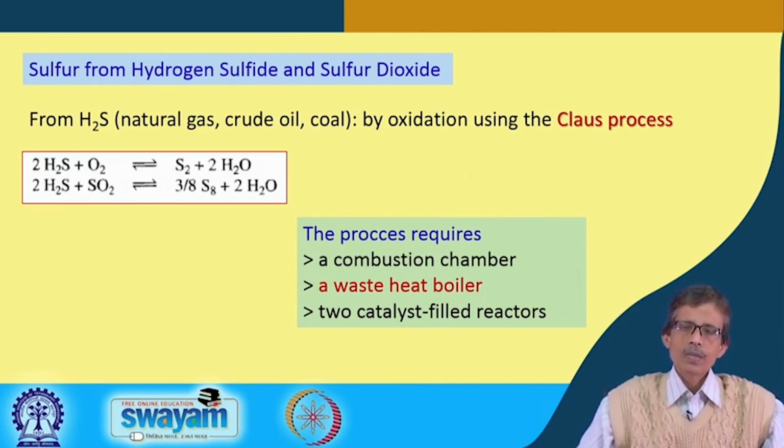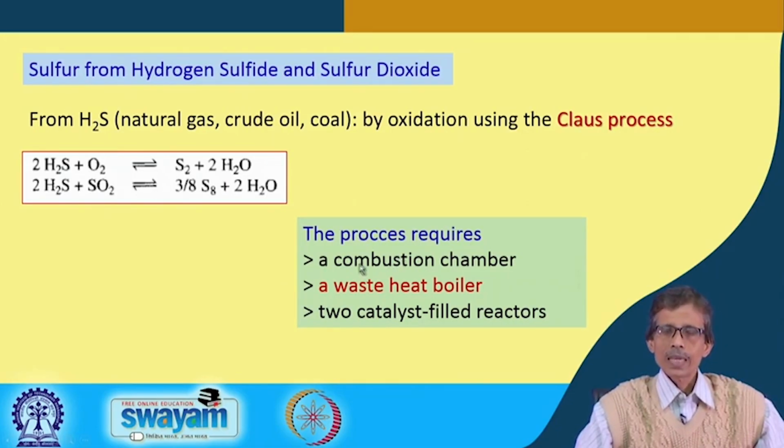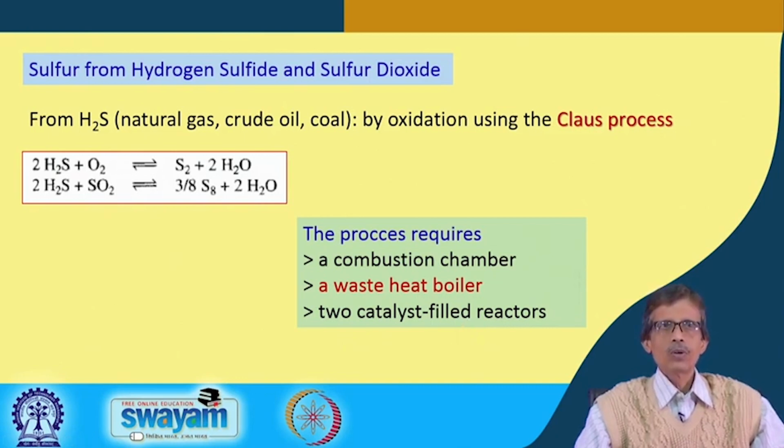The process basically requires a combustion chamber where you can burn the material, that means it will have a high temperature reaction, and a waste heat boiler, that means some amount of heat is being wasted. So, we will have a waste heat boiler attached to it, and the reaction is catalytic, so two catalyst filled reactors. We will have the reactors for the reactions between the two components.